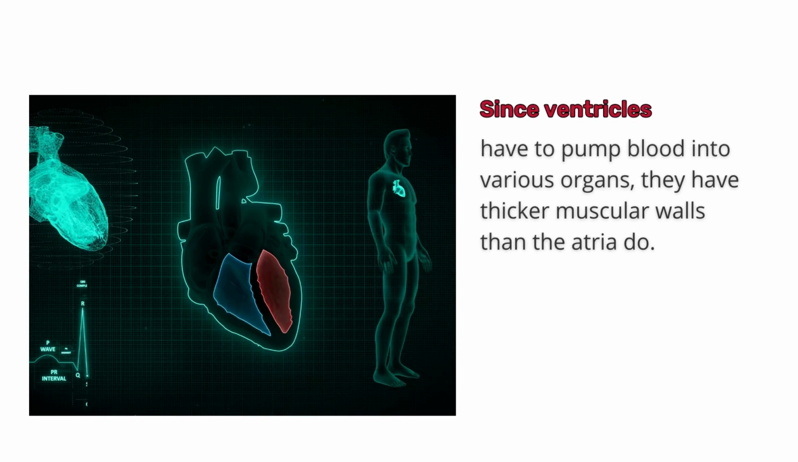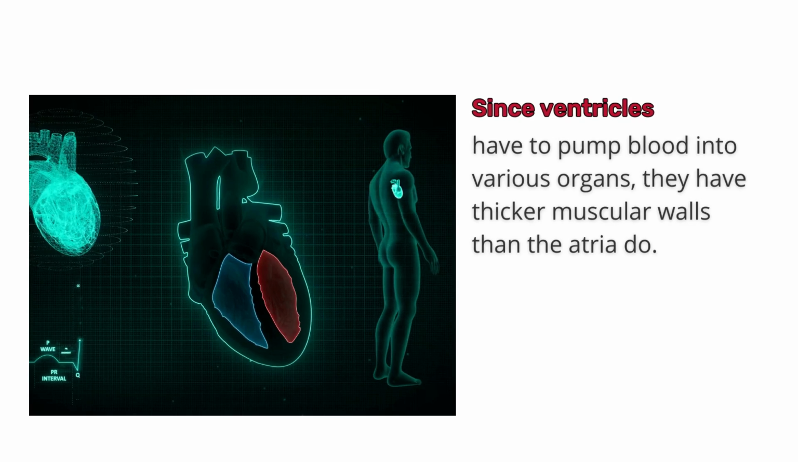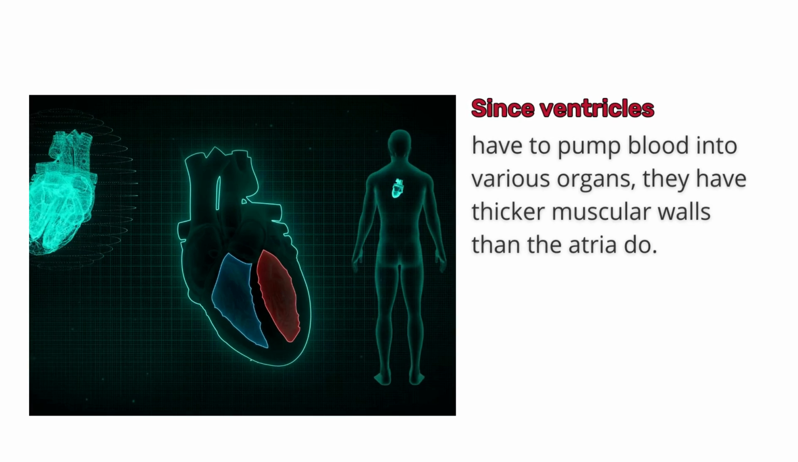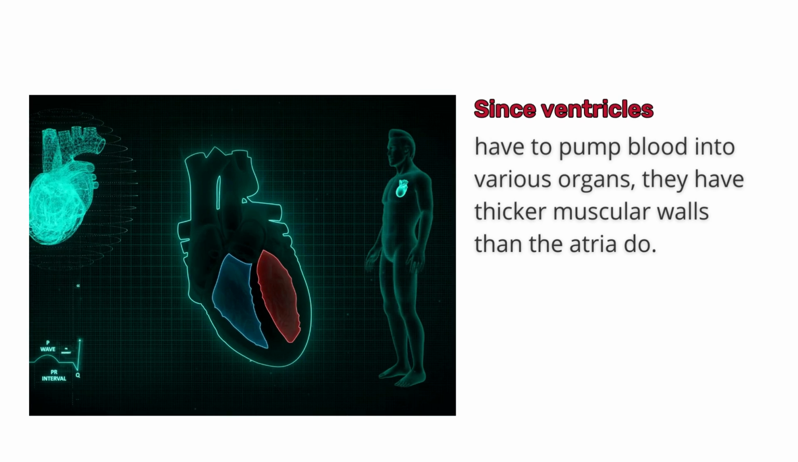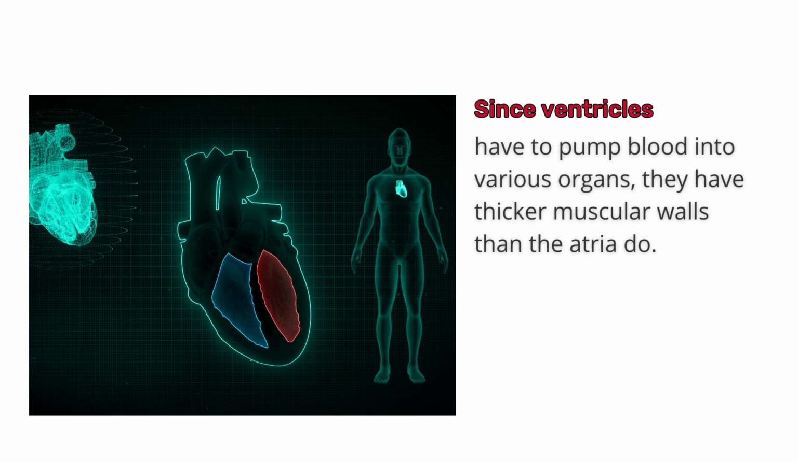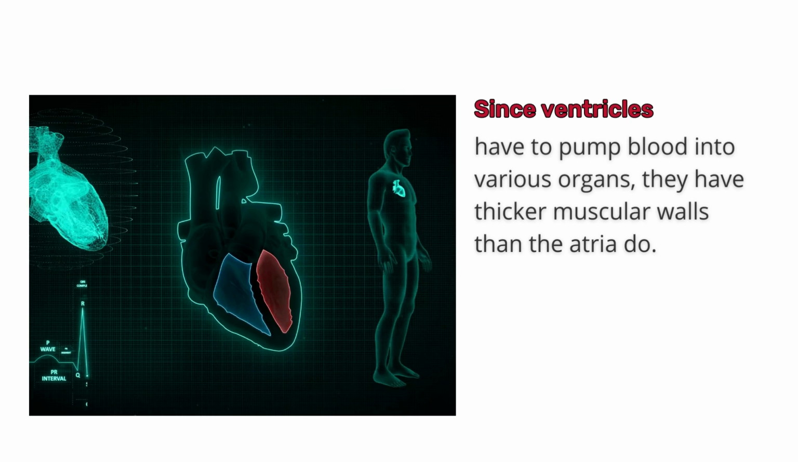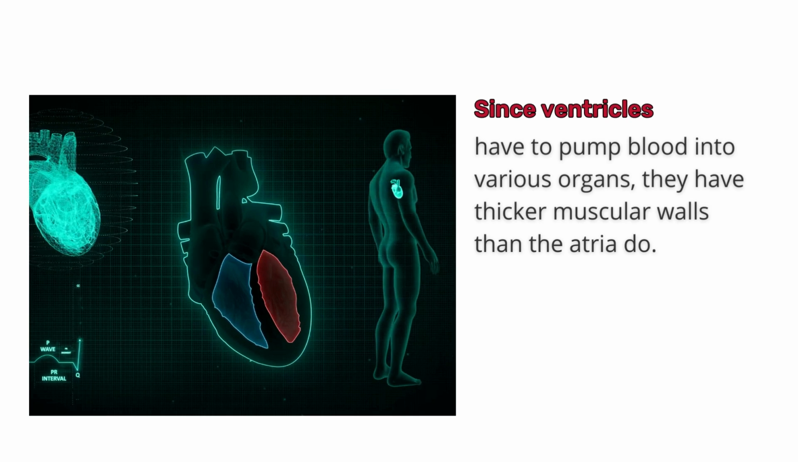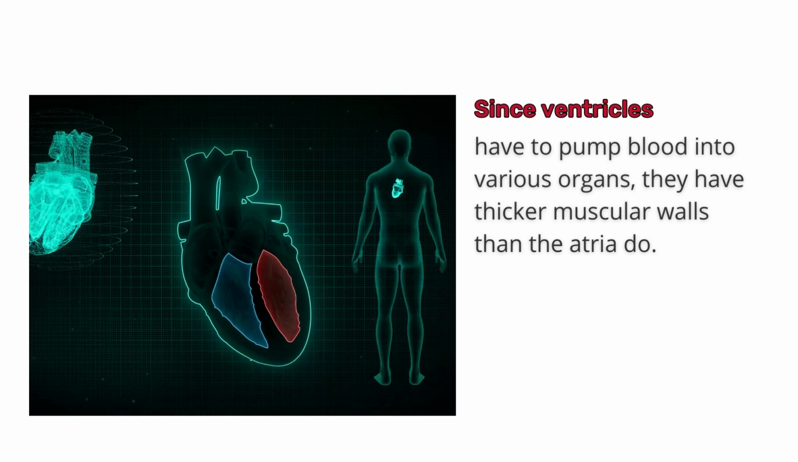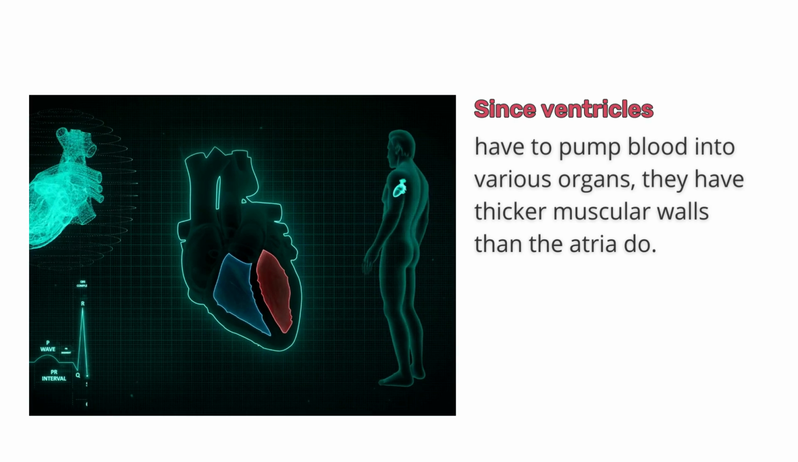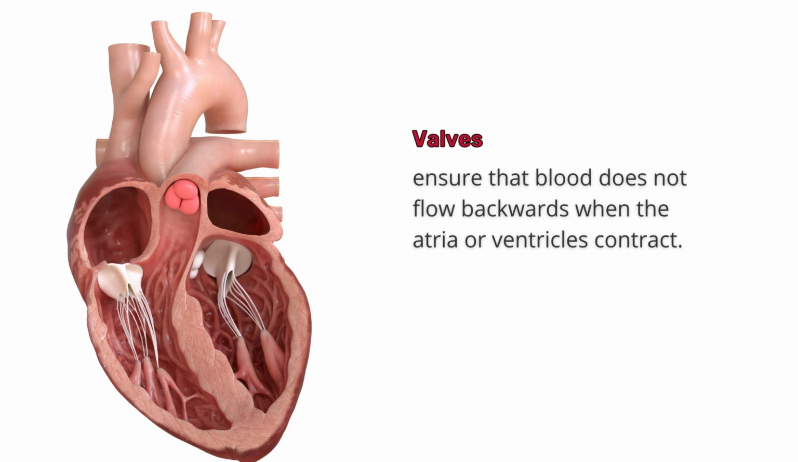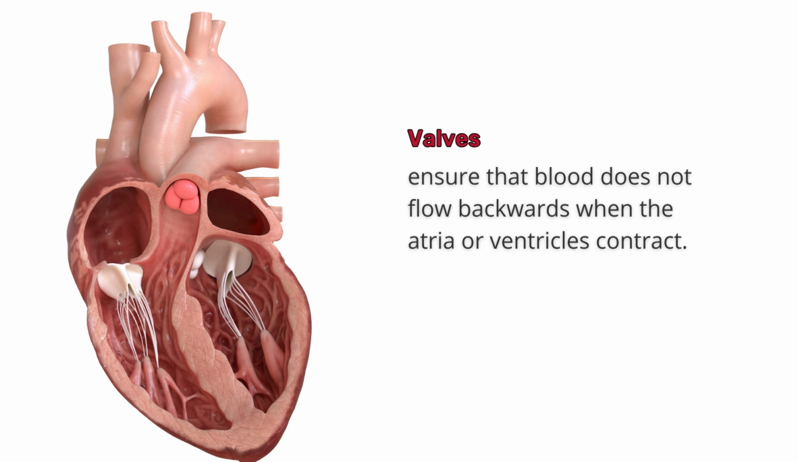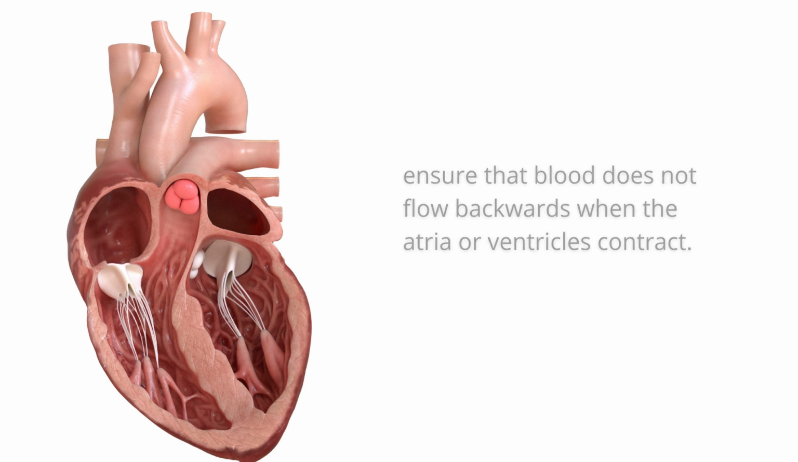Since ventricles have to pump blood into various organs, they have thicker muscular walls than atria do. So you might want to note this. Ventricles have to pump blood into various organs, right? So they have thicker muscular walls than the atria do. Valves ensure that the blood does not flow backward when the atria or ventricles contract.